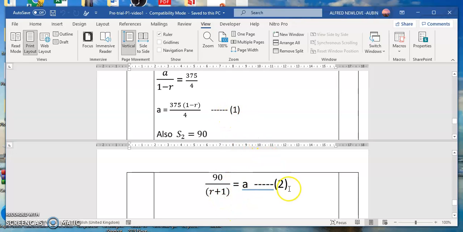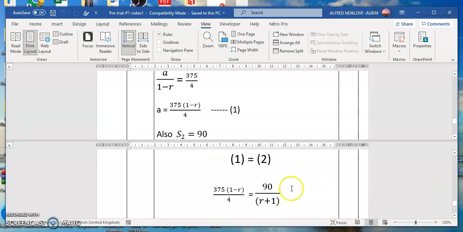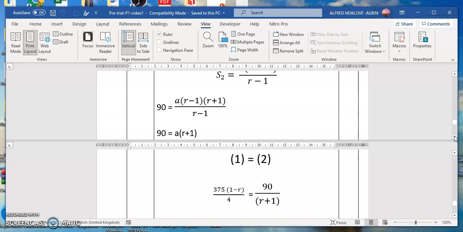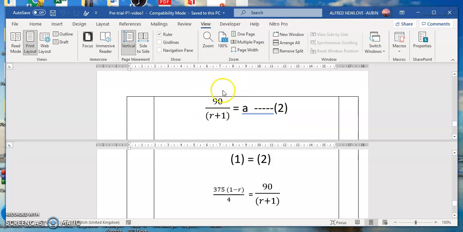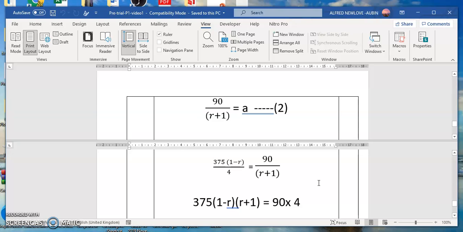So it means equation 1 is equal to equation 2 because all of them are a. So we are going to equate the two equations. Equation 1 is equal to equation 2. Then it means our equation 1, which is this, should be equal to equation 2, which is this one. Okay. Then we are going to transpose.